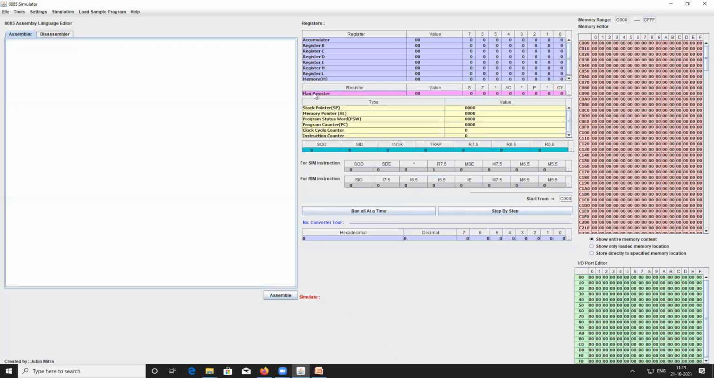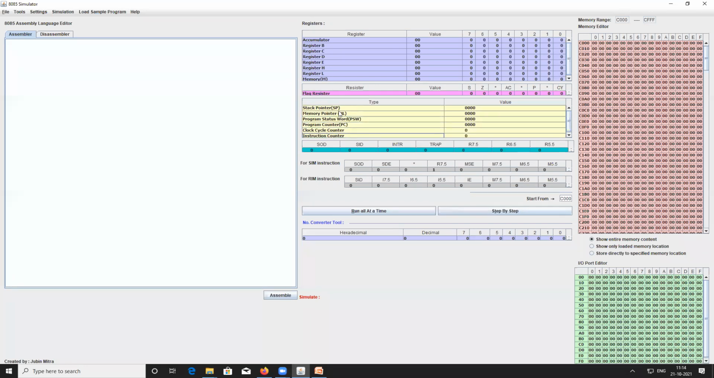Below that are the flag registers: sign flag, zero flag, auxiliary carry, parity flag, and carry flag. Below this are the flags. After that, the stack pointer, then the memory pointer, then the PSW, the program status word, which holds the carry flag, then the program counter, then the clock counter and instruction counter.